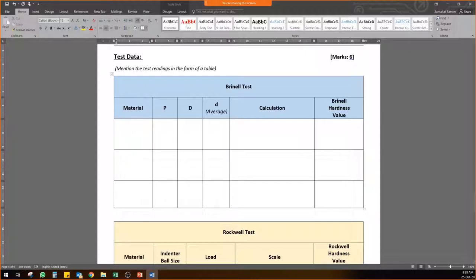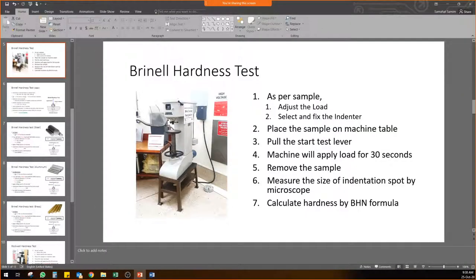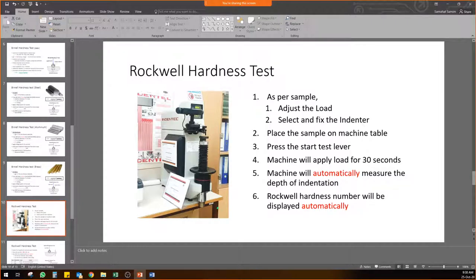Now, coming up for the Rockwell hardness testing, which is another type of hardness testing. This will be a little bit simpler because you take the measurements directly.